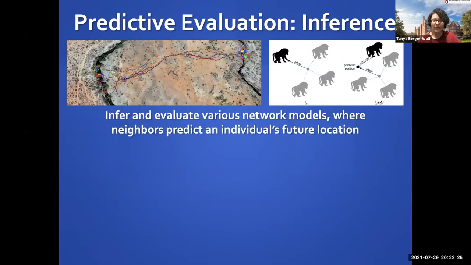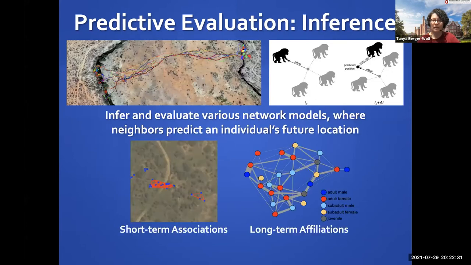We infer and evaluate various network models where neighbors predict an individual's future location. And it turns out that there's really not one, but two different networks. That depends on the time scale at which you're trying to predict the location. Essentially, how far into the future are you interested in knowing the location of each individual? If we're looking at short-term associations, up to about 10 minutes into the future, then it really is the network of nearest neighbors that's most predictive.